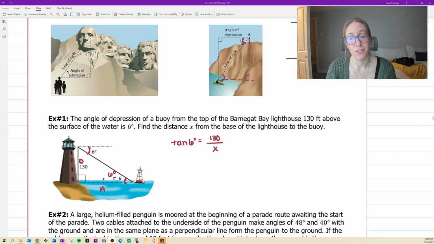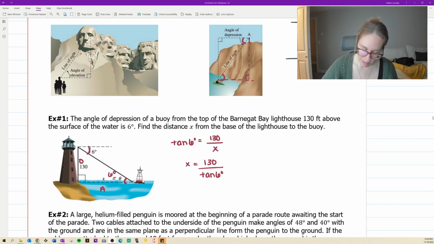Now my game plan is to go ahead and solve for x. So multiplying both sides by x and then dividing by tangent of 6 gives me 130 divided by the tangent of 6 degrees. Now I can do nothing else by hand. I must go to my calculator and I'm going to type in 130 divided by tangent of 6, enter, and that is going to give me 1236.87.